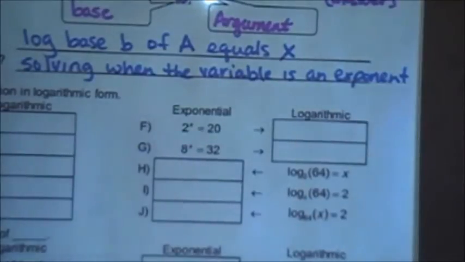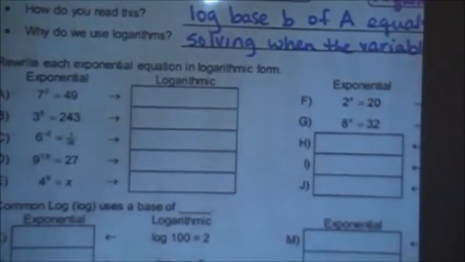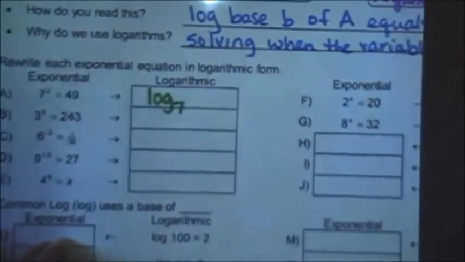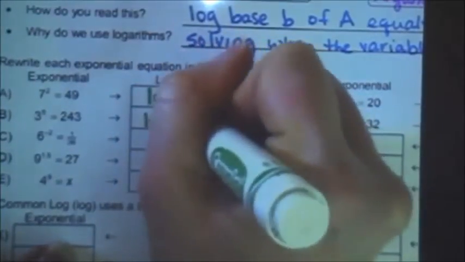Now, one of the most important things to be able to do with a logarithm is just to be able to rewrite them exponentially. So for these, I'm not solving anything yet, I'm just rewriting. So this is where I remember that the base is a base. So my base is 7, so it's going to be log base 7. And remember, these numbers kind of swap places. So log base 7 of 49 equals 2. The exponent becomes the answer. So this one would be log base 3 of 243 equals 5.